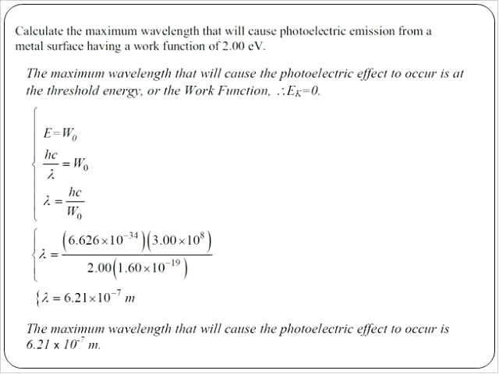6.21 times 10 to the negative 7 would be that maximum wavelength. And remember, maximum wavelength gives minimum energy. Okay? So that's where the cutoff would be. Anything higher than that wavelength would not be enough energy to cause the photoelectric effect to occur.